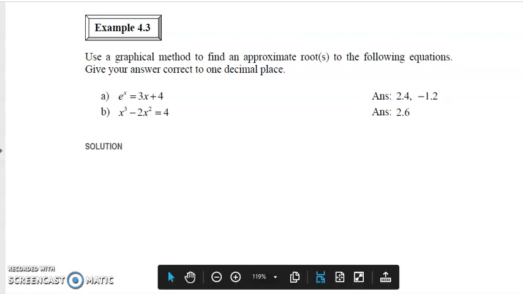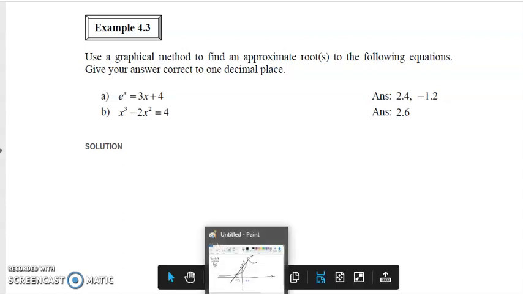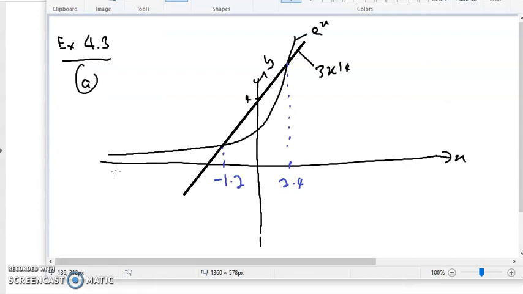For example 4.3a, I already drew some graphs here, with your x and y axes. This is your straight line, 3x plus 4, and the other one is e to the power of x. Please draw nicely and properly, maybe using graph paper. Using graph paper is very helpful.